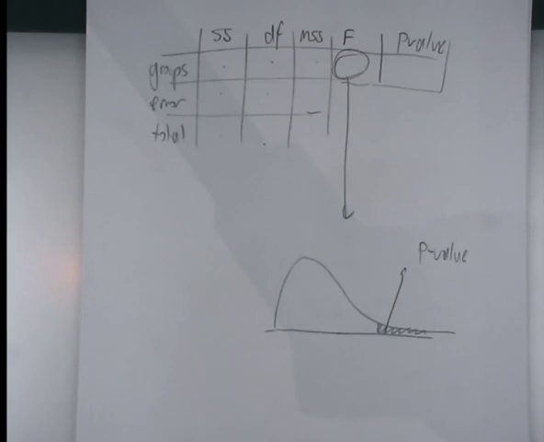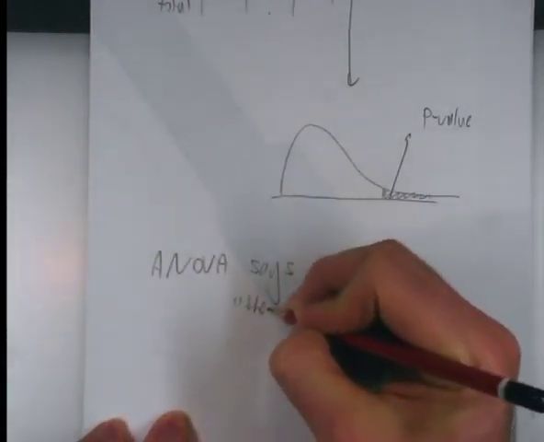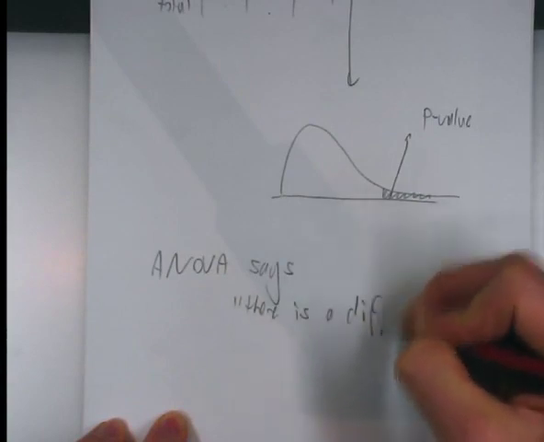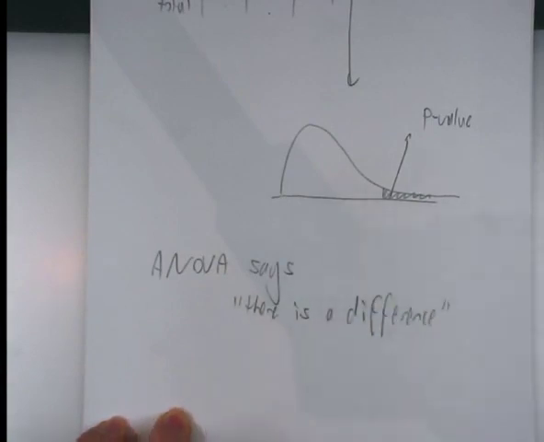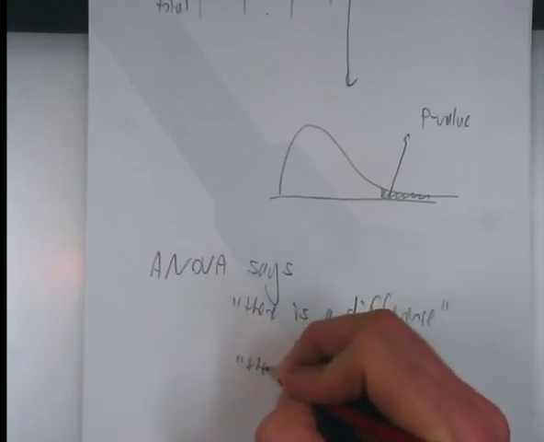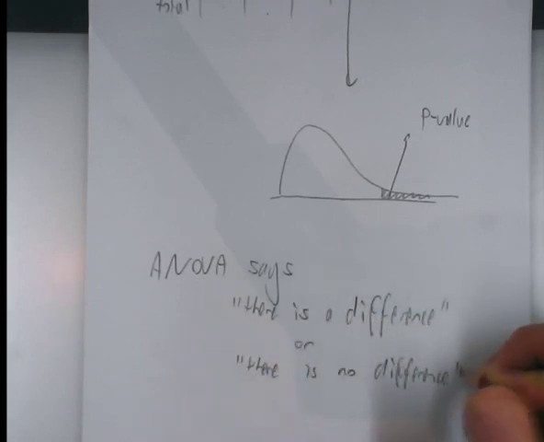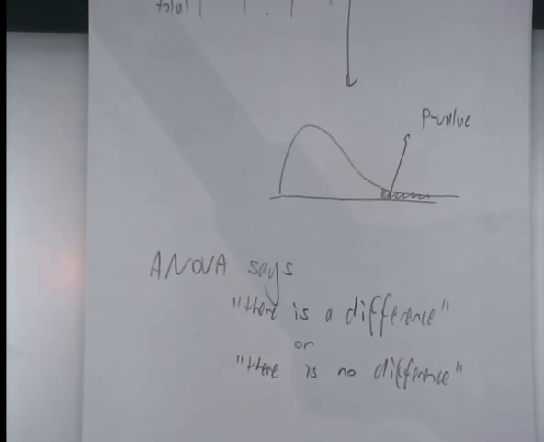One thing I do need to point out about Anova is that it will either say there is a difference or there is no difference. But it won't tell you which group is different to which. It will just tell you that there is a difference somewhere. At least one of the groups is different from at least one of the other groups, but it doesn't tell you which one is which.